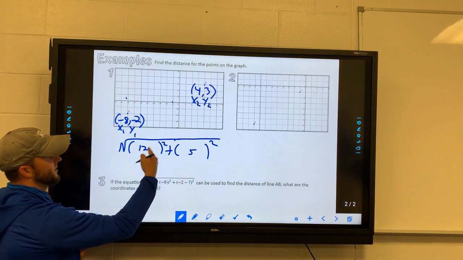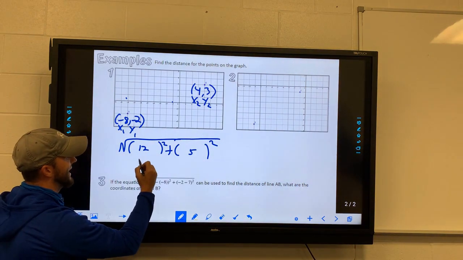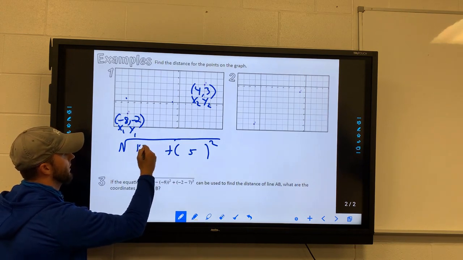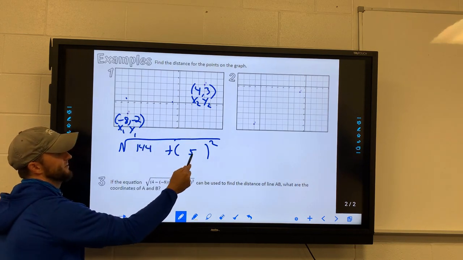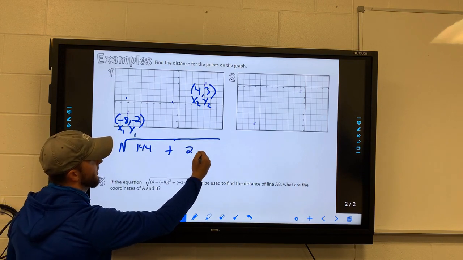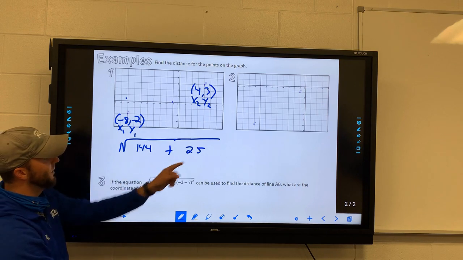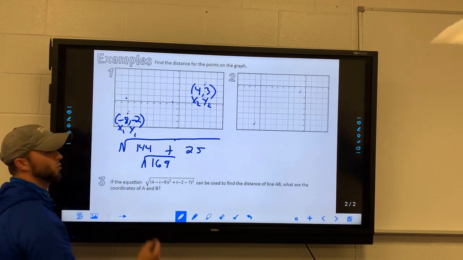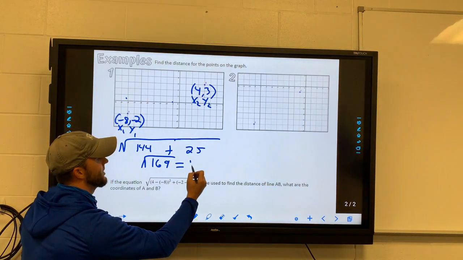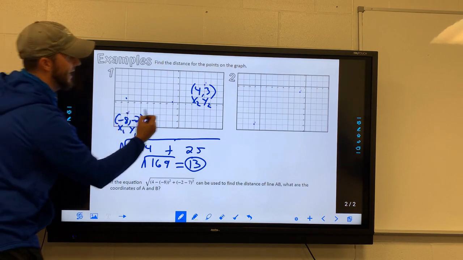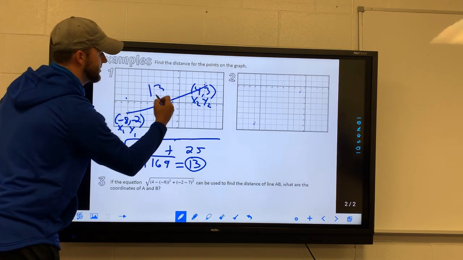12 times 12, because 12 squared is going to be 149, or 144, sorry. Then 5 times 5 is going to be 25. Then 144 plus 25 is going to turn into 169. The square root of 169 is going to be 13. So that means the distance between point A and point B is going to be 13.